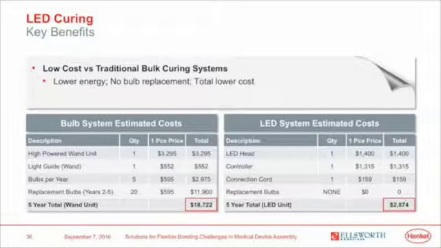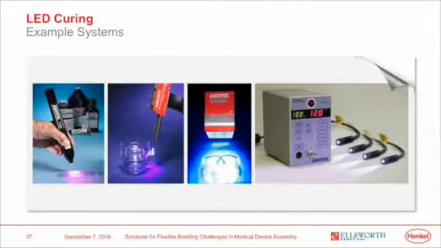As you can see, within the first 2 to 5 years, upwards of $12,000 is expended on UV bulbs, whereas with the LED system, there are no bulb replacements. That is because LEDs use LED arrays. So examples of LED curing include a handheld unit, which is great for bench work, R&D, and small-scale assembly. This model is cordless and rechargeable.